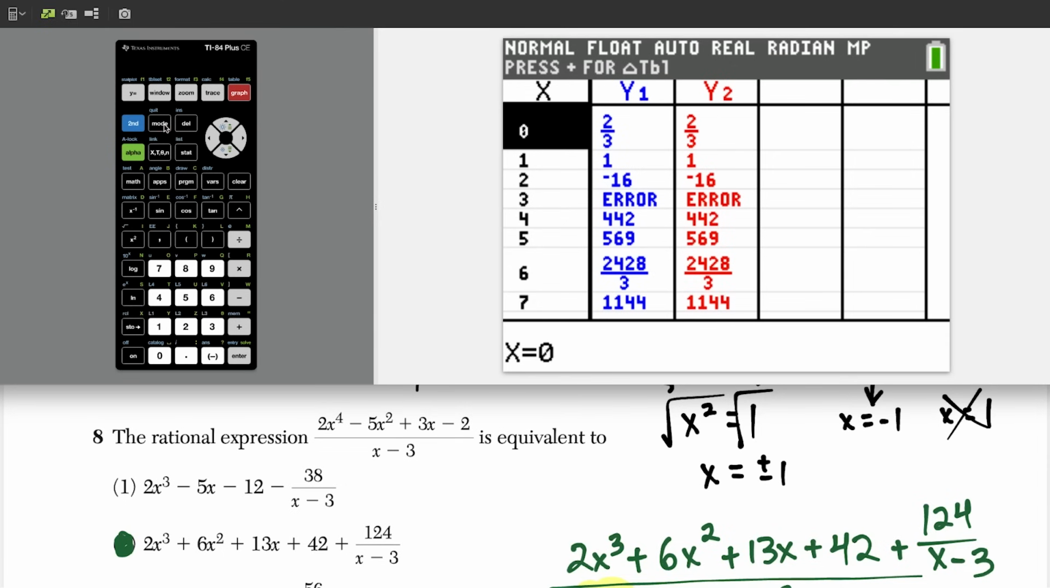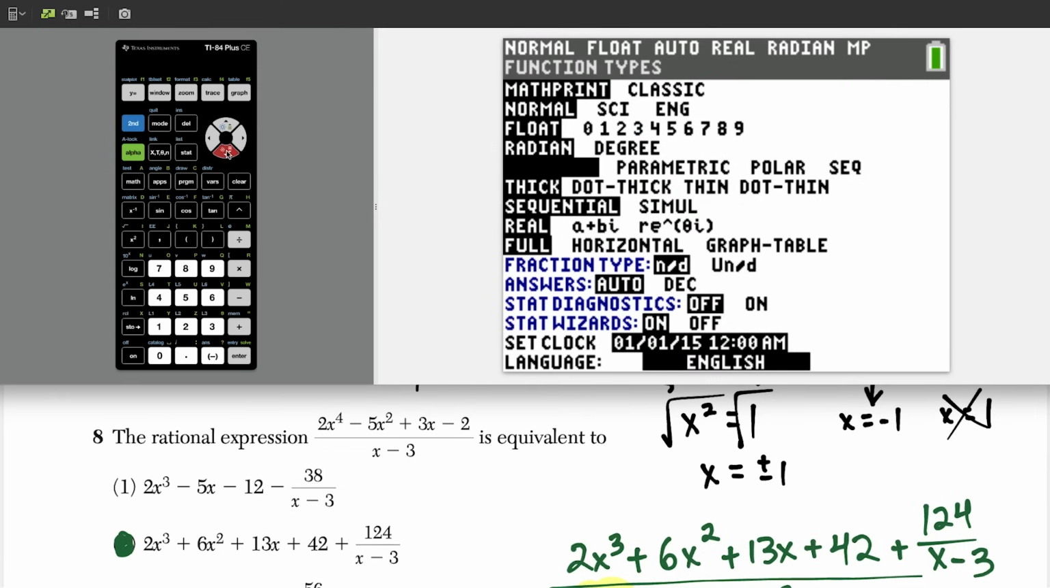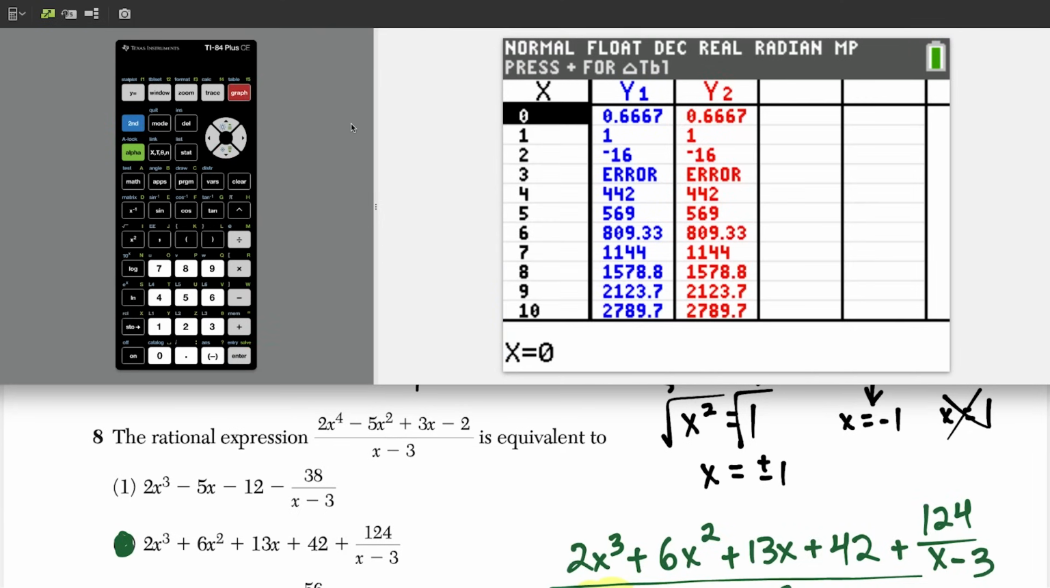And I don't like these fractions. So if that happens, you could just go to mode and go down to answers and switch from auto to decimal. And that's going to switch everything back to decimal value. So I press second graph and you could see that all of our values match. So choice 2 is definitely correct.